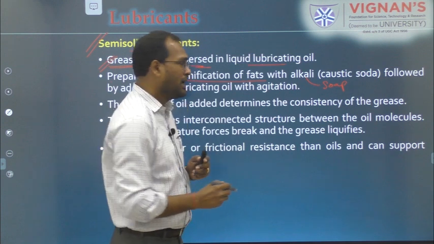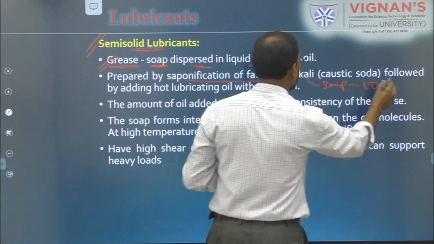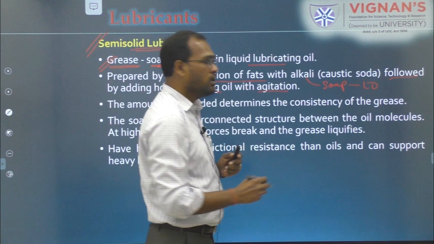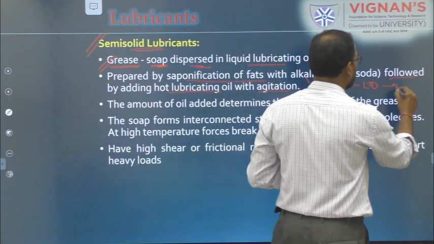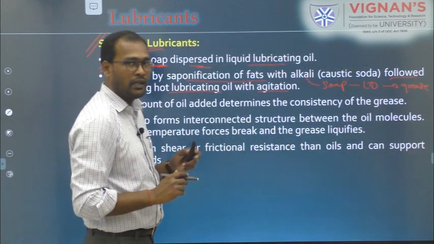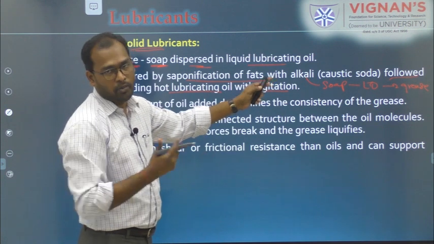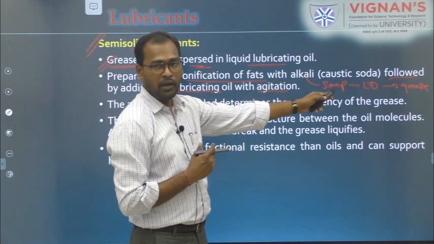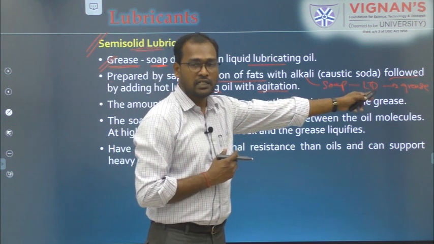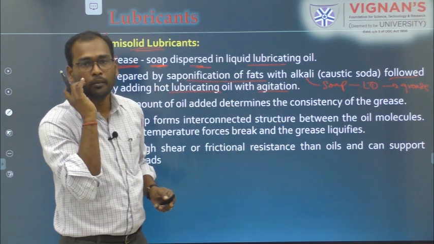This will give you soap, and this soap is added to lubricating oil at a very high speed, and this will give grease. So the animal fat or the fats, whatever is taken, undergoes saponification and you will end up with soap. When this soap is added to lubricating oil and agitated at a very high speed, you will end up with a semi-solid material which is nothing but grease.